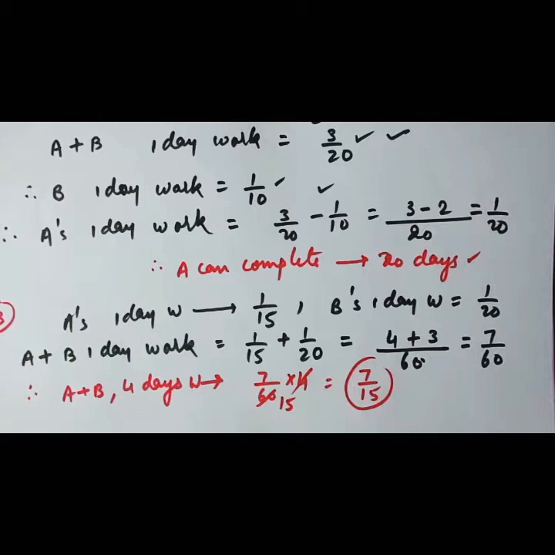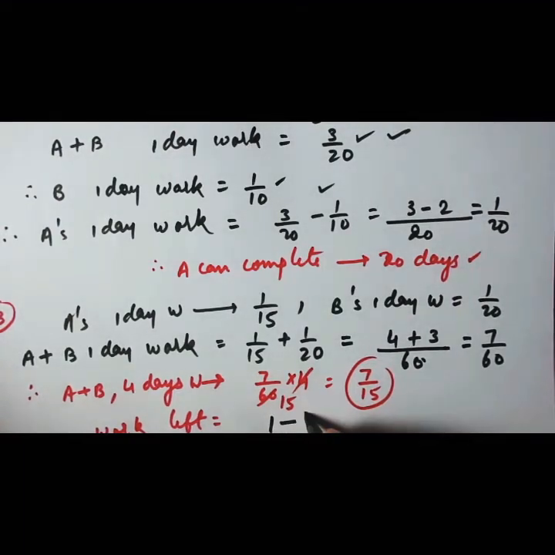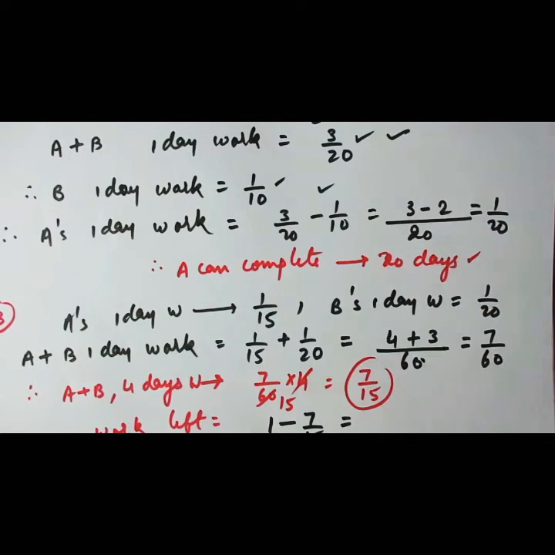What fraction of the work will be left? So work left will be equal to how much? Total work is always taken as 1. Total work is always taken as 1. 1 minus 7 by 15 will be equal to how much? Will be equal to 8 by 15.